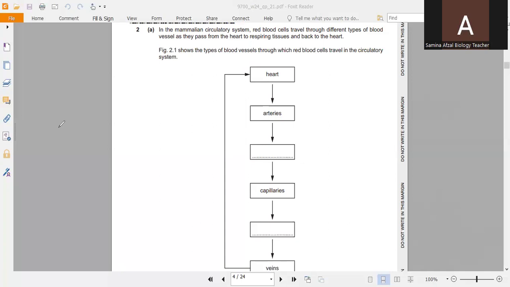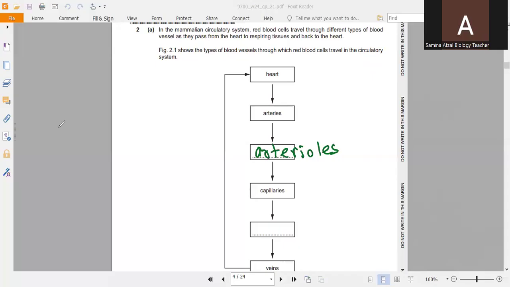From the heart, arteries take away the oxygenated blood. To provide this oxygenated blood to different parts of the body, especially to different tissues, and even up to the cellular level, the blood is distributed. For this distribution, arteries are further divided into arterioles, and then arterioles are further divided into capillaries.